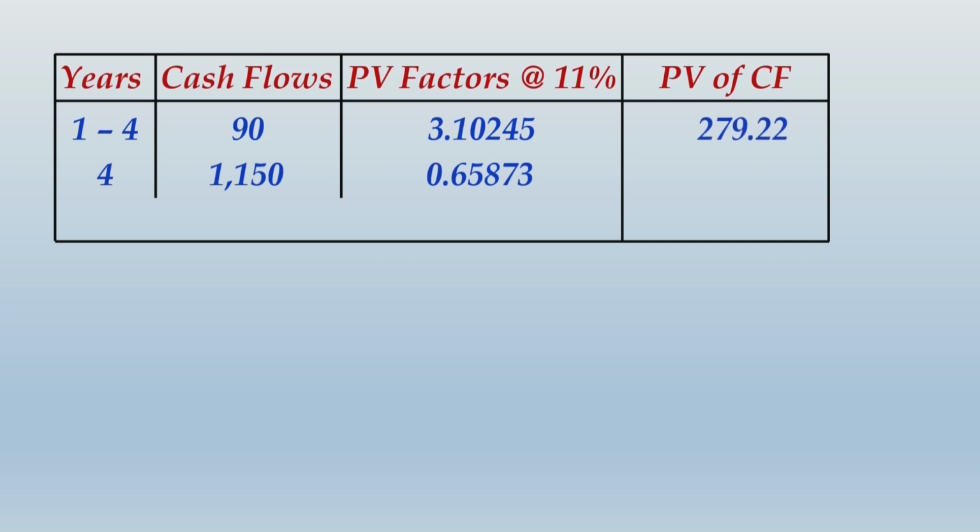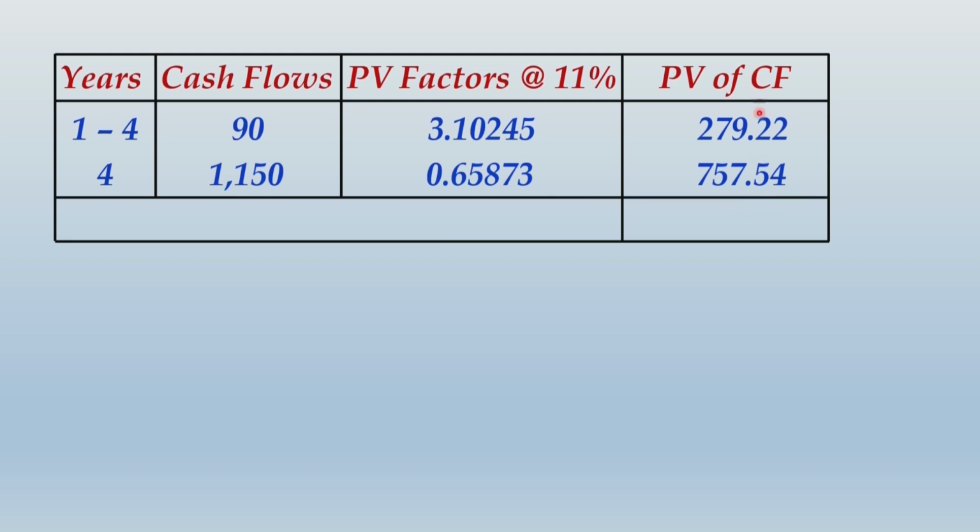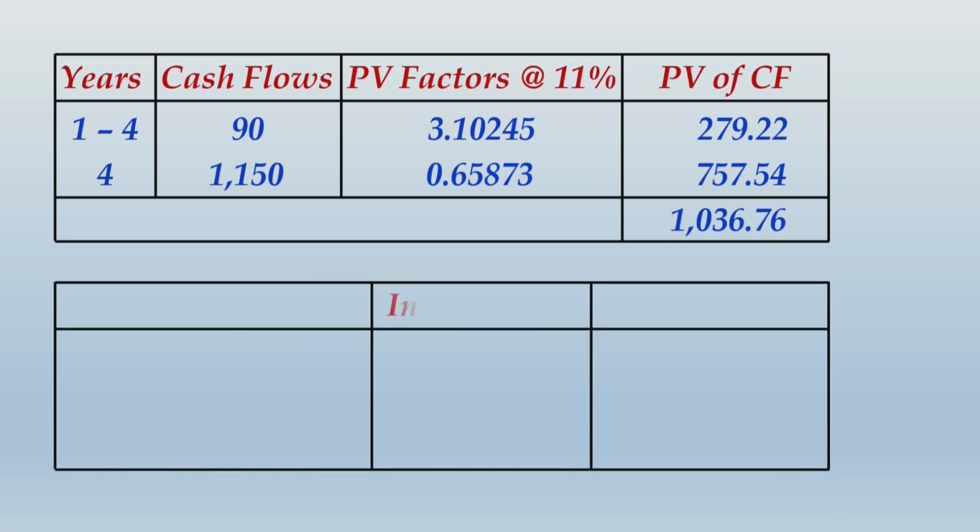So you will find that the present value of interest strip came to 279.22 and the present value of the principal strip is 757.54. When you take aggregate of these two, you get the entire value of bond. But if you would want to evaluate the strips of both the bonds, whether they are underpriced or overpriced, you would simply make up an additional table.